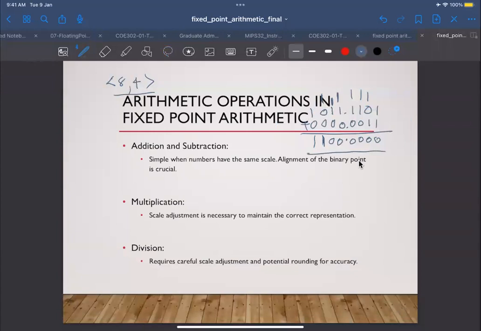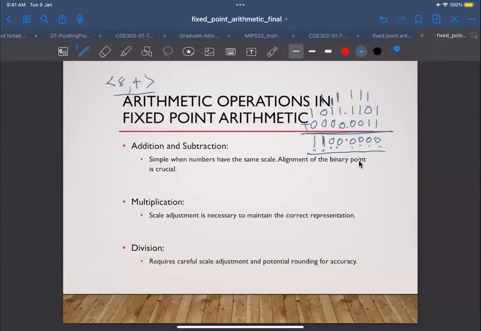So the integer that is resulting is going to be 1 0 1 1 0 0 0 0 0 0, without, of course, the binary point. To get the fixed point value of this, we just need to divide this by 2 to the 4, or multiply it by 2 to the minus 4. Similarly, subtraction can be done in the same way. Now for multiplication and division, this is a little bit more involved.